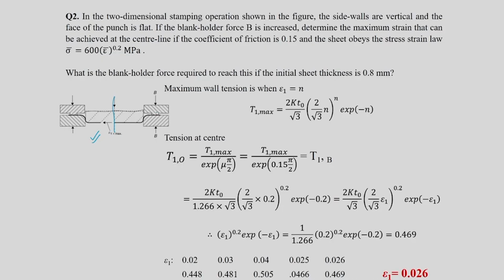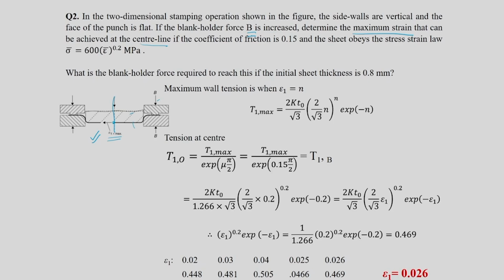Okay, blank holding force is acting. So everything is given to you. This is your punch, the black color line is the sheet. The situation is given as side walls are vertical and the face of the punch is flat. If the blank holding force B is increased slightly, that is the situation. They are asking to determine the maximum strain that can be achieved at the central line. They are calling that epsilon 1 max at the center region, when B is increased.